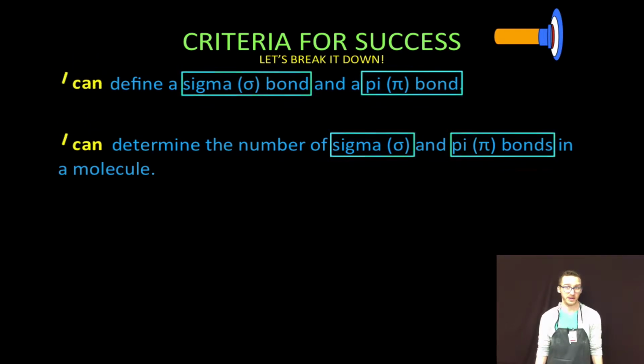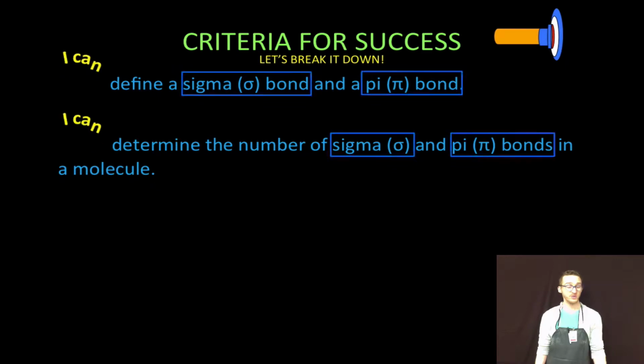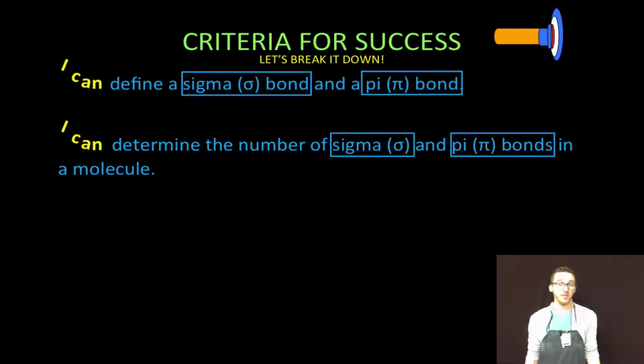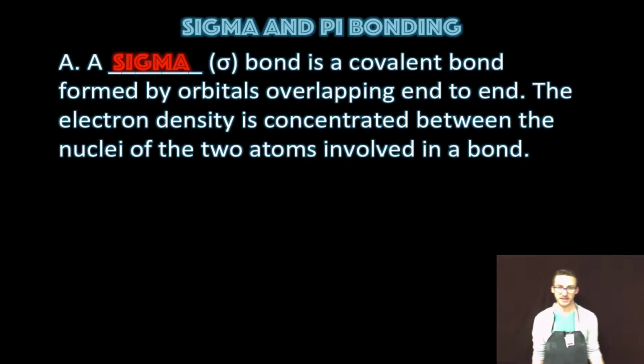What is a sigma bond? What is a pi bond? And then, once we've defined them, you want to be able to determine the number of sigma and pi bonds in a molecule. Alright, so let's define a sigma bond.